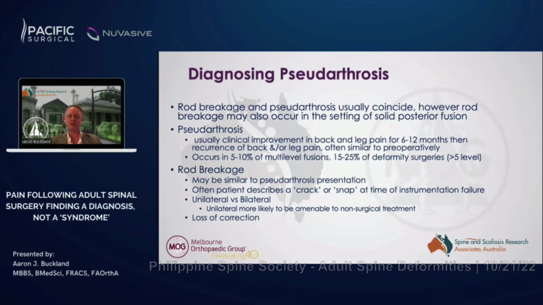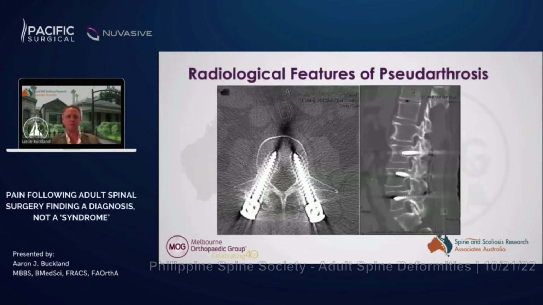Unilateral rod breakages, even though the pseudoarthrosis may settle in terms of their pain and not need treatment, once you've got bilateral or you've lost correction, these certainly need treatment. And this is an example of screw loosening that you may see. You can see haloing around the screws there at that L3 level, incomplete bony fusion across the facet joints there, but you see complete fusion at the level below.